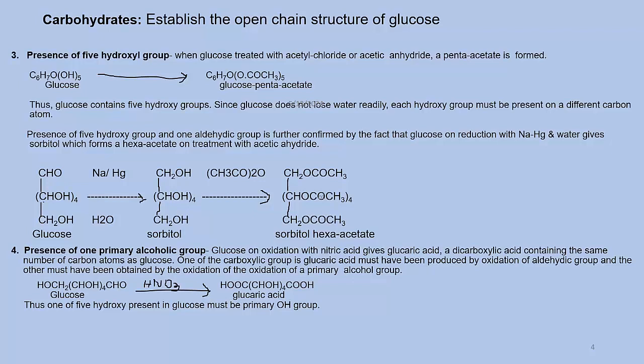For this confirmation, glucose on oxidation with nitric acid gives glucaric acid, a dicarboxylic acid containing the same number of carbon atoms as glucose. One of the carboxylic groups in glucaric acid must have been produced by oxidation of the aldehyde group, and the other must have been obtained by the oxidation of primary alcohol. Thus, one of the 5 hydroxy groups present in glucose must be primary OH.